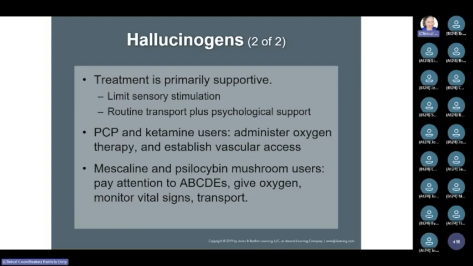We're going to limit sensory stimulation. So you're going to turn down the radio, you're going to turn down the lights, you're going to turn down all of the other things, and just transport normally.